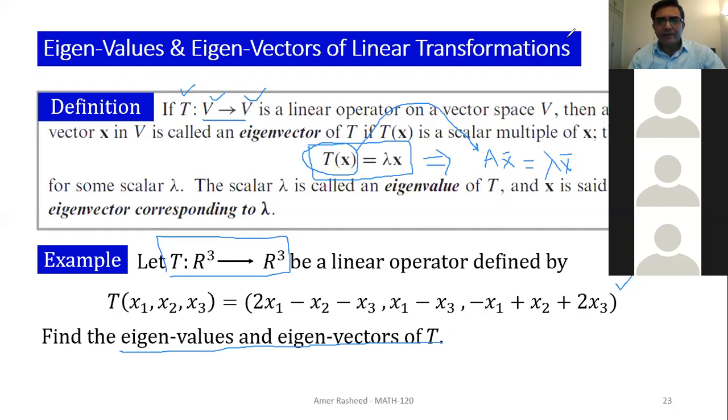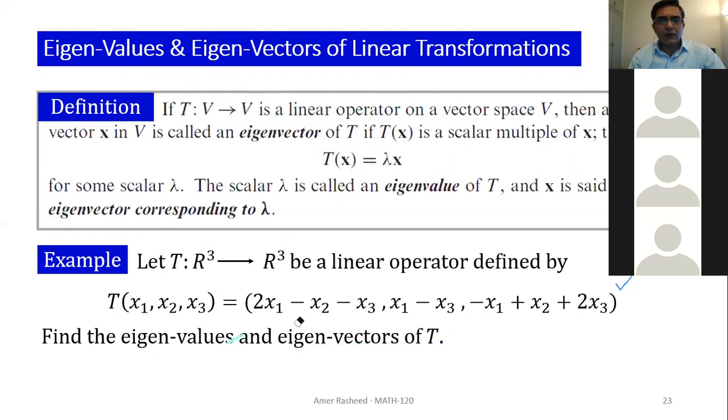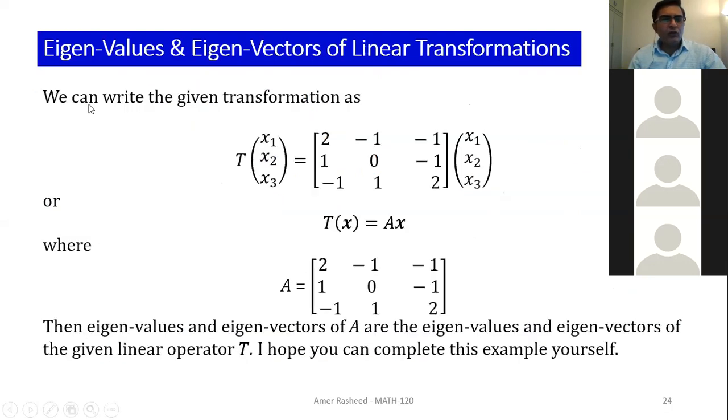How do we find it? We just write this given linear transformation in the form of a matrix first. We can write the given transformation in the form of the matrix transformation, because we know that every matrix transformation can be written in the form of a matrix, this one.